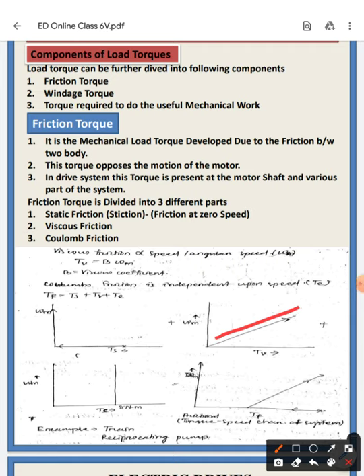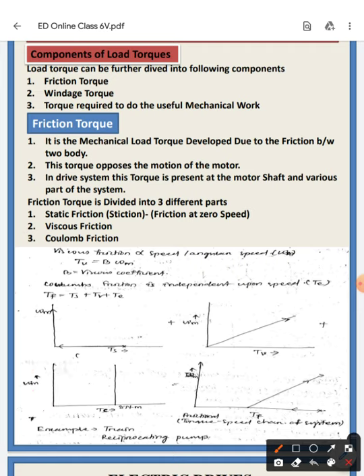Next one is the Coulomb friction. Coulomb friction is independent of your speed. So whatever the speed, Coulomb friction is this one. Coulomb friction is not depending upon the speed of the system, right?